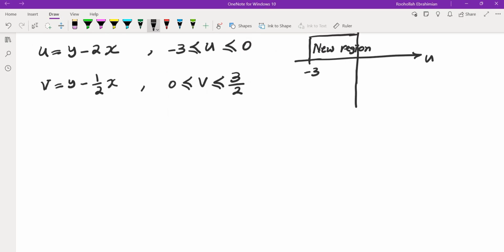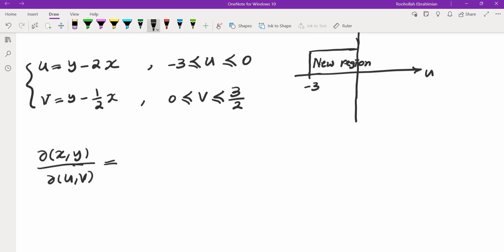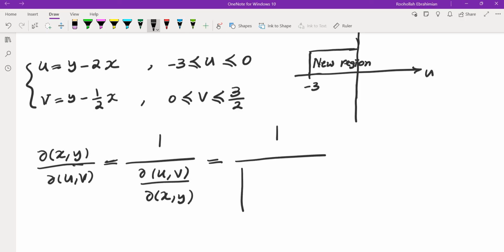Now we will have to find a Jacobian. So what is the Jacobian? We just saw that the Jacobian should be evaluated by partials of x and y with respect to u and v. Unfortunately, we do not have x and y in terms of u and v. We could just solve this system and find x and y in terms of u and v, or we could do 1 over the Jacobian of uv with respect to xy. And let's evaluate that.